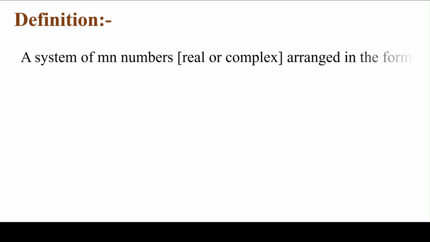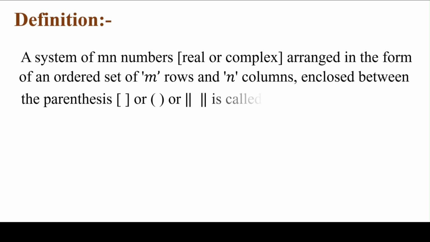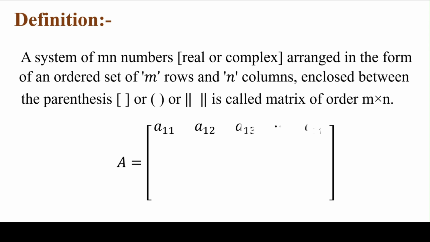Today it's all about the basics of matrices. Let's begin with the definition of a matrix. A system of mn numbers, real or complex, arranged in the form of an ordered set of m rows and n columns enclosed between the parentheses is called a matrix of order m cross n.